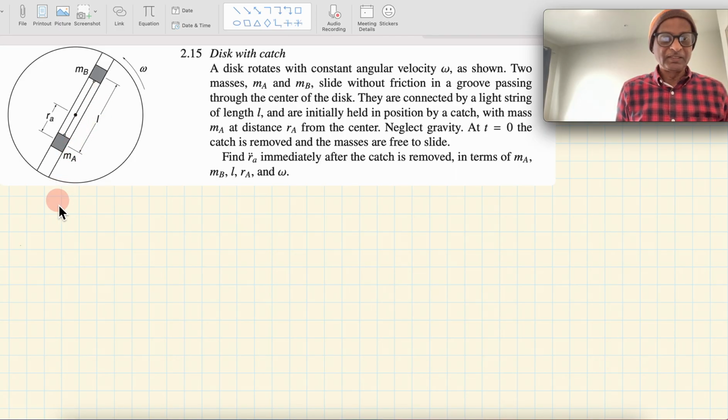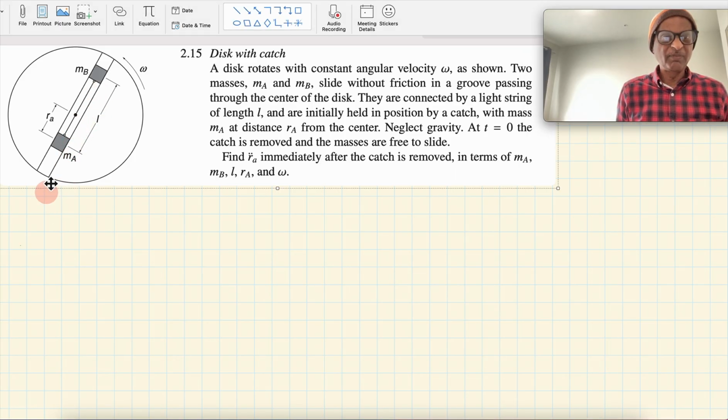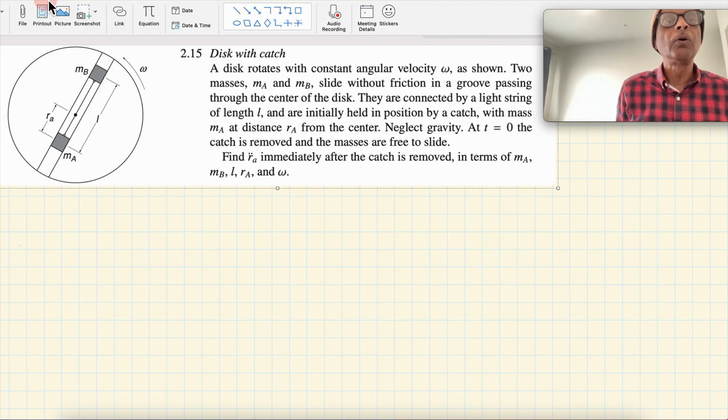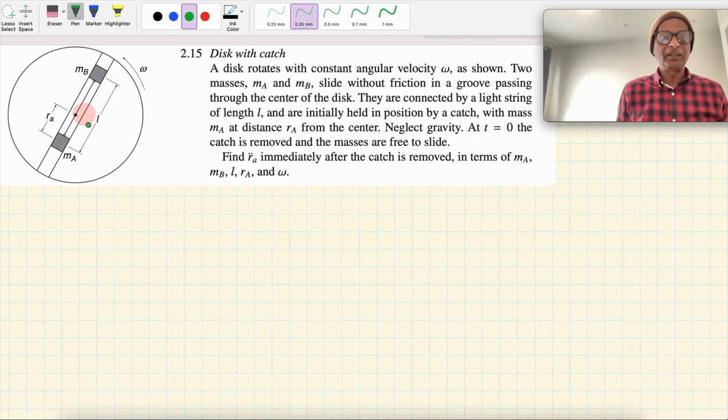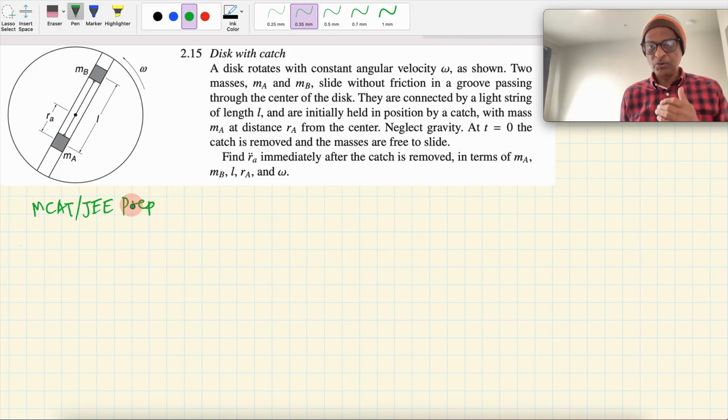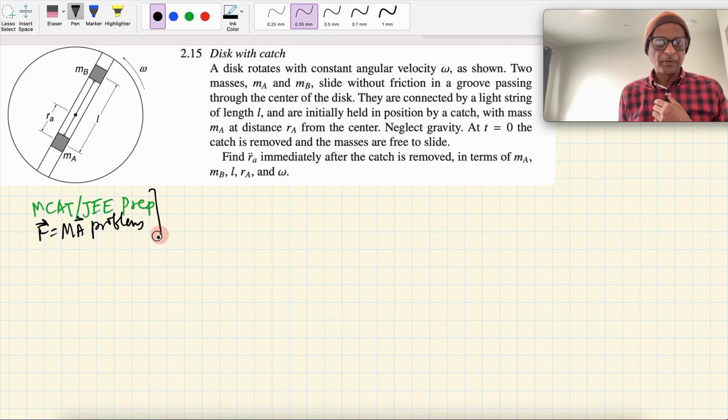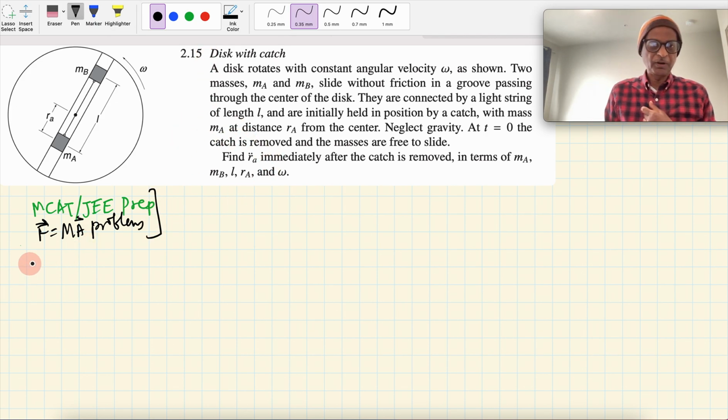So this is in my series of MCAT and JEE prep. And right now we are doing F equals MA problems. So this again comes from the Kleppner book.